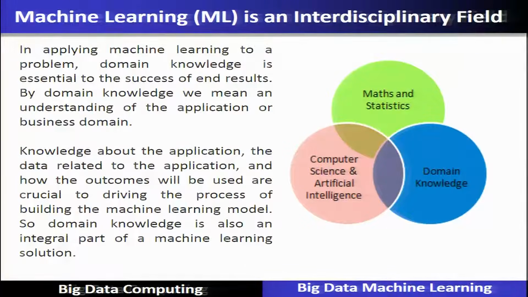Also, we can see that machine learning is an interdisciplinary field, that is, it requires understanding and background, as the roots of machine learning draw from statistics and also computer science and AI. These are computer science and AI, statistics, and also domain knowledge. The intersection of all three together defines machine learning.